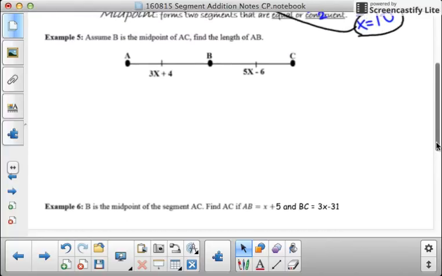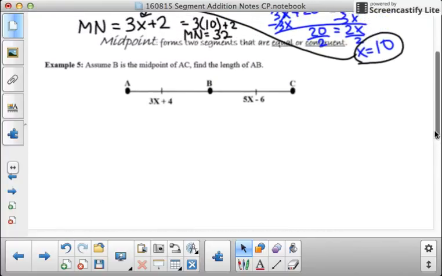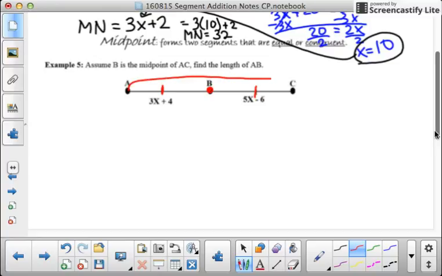These last two problems are a little bit different. I'm actually looking at the midpoint. A midpoint creates two segments that are equal or congruent. Remember we talked about the other day these little tick marks and how they make segments congruent. So when I have two congruent segments that are exactly the same, I can do something a little bit different. Because B is in the exact middle, I can find how long AB is.